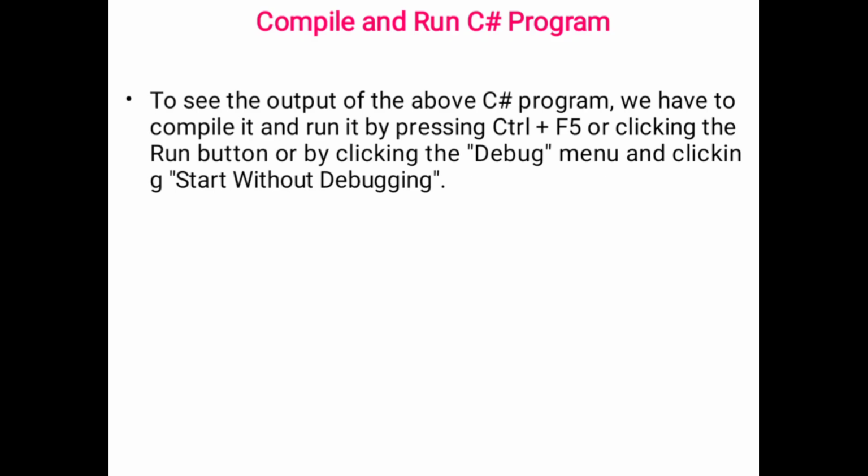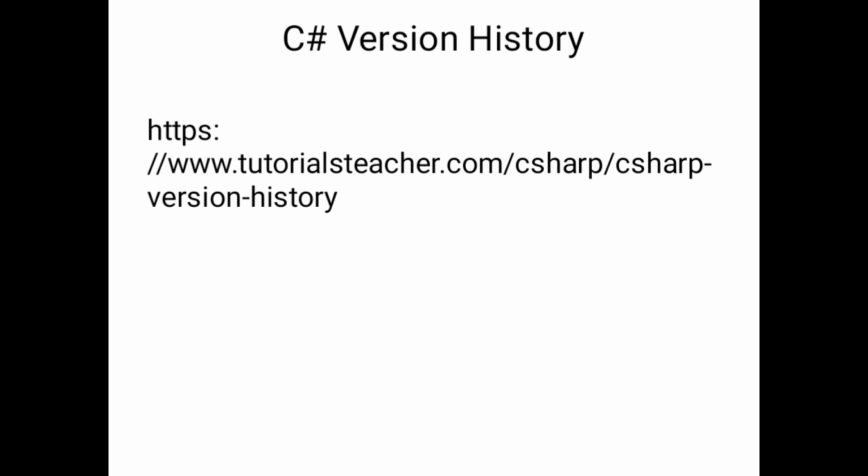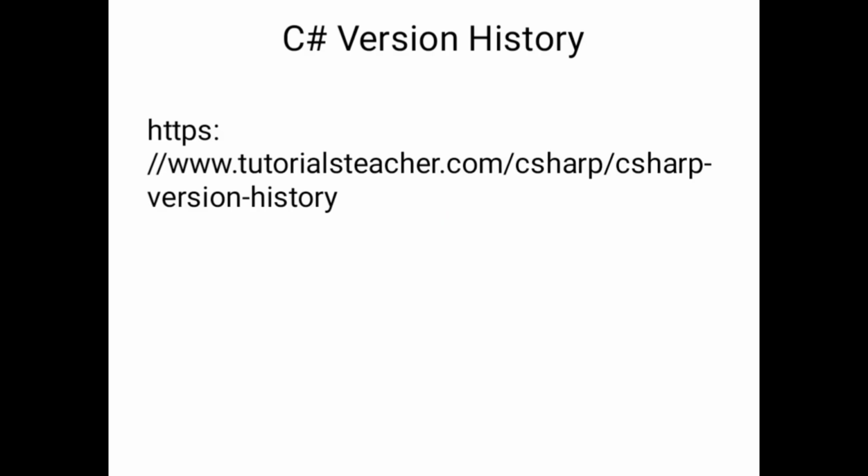To see the output of the above C# program, we have to compile and run it by pressing Ctrl plus F5, or clicking the run button, or by clicking the debug menu and clicking start without debugging. There are different C# versions available on the tutorialteachers.com page. If you want, we can see that link also. So thank you.